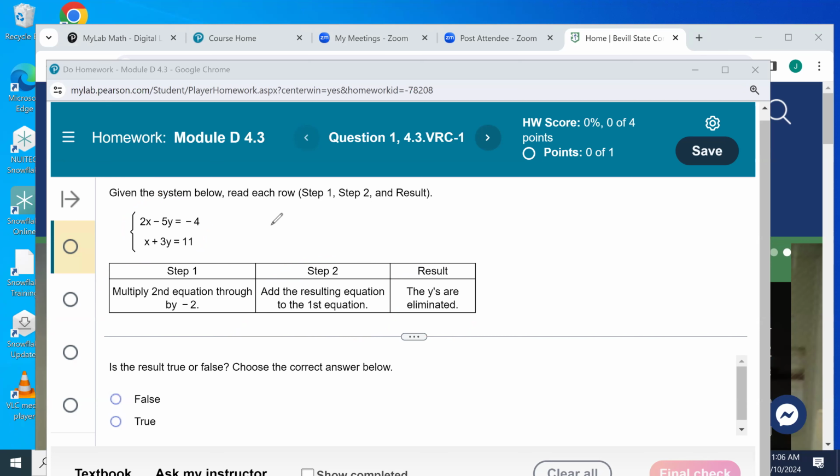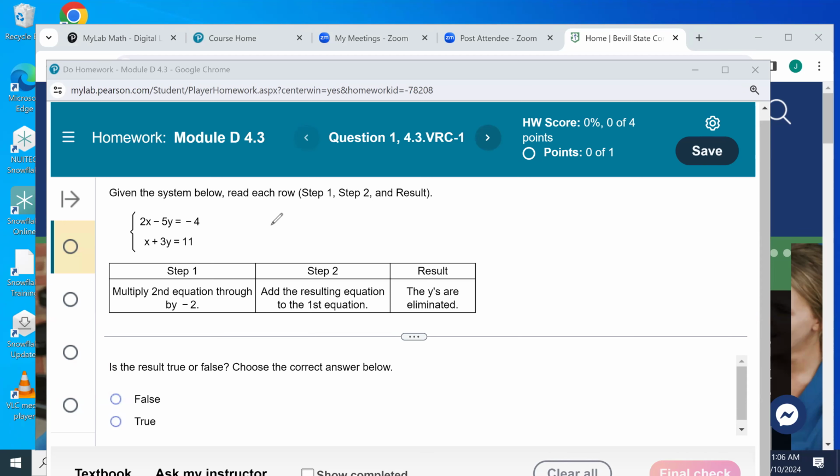So let's pretend I didn't want to eliminate the x's. Now, what if I did want to eliminate the y's? How could I accomplish that?